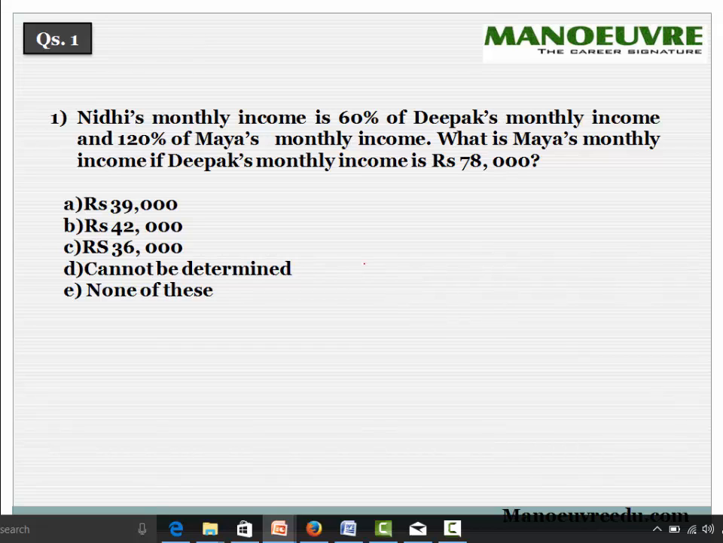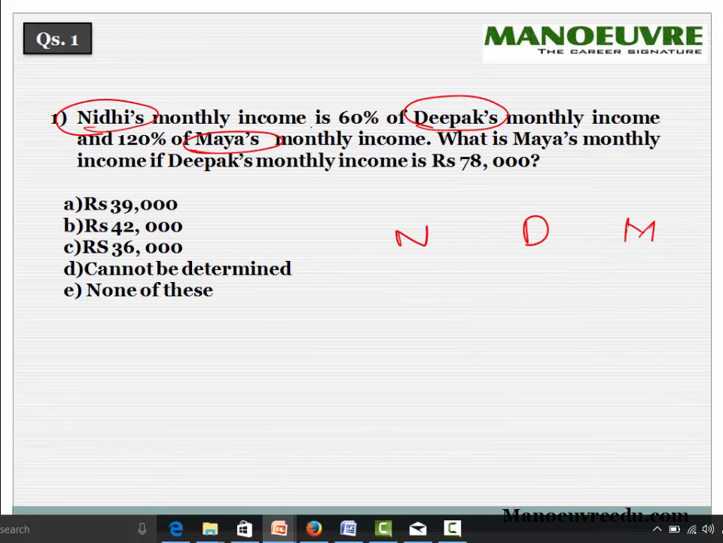First question is Nidhi's monthly income is 60% of Deepak's monthly income and 120% of Maya's monthly income. What is Maya's monthly income if Deepak's monthly income is 78,000? Okay, so we have three people. Nidhi is there, Deepak is there, and Maya is there.